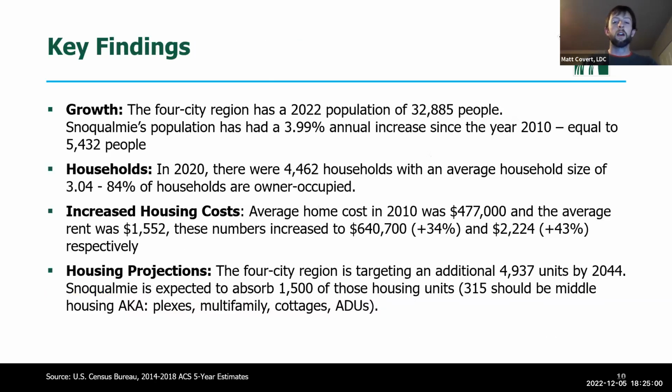This is just some additional key pieces of information, and I think another item on your agenda might be about the income band housing targets. This doesn't necessarily have to do with that, but I will note here that Snoqualmie is going to need to absorb about 1,500 housing units over the forecast period, which, given the constraints that I just mentioned, is going to be challenging.